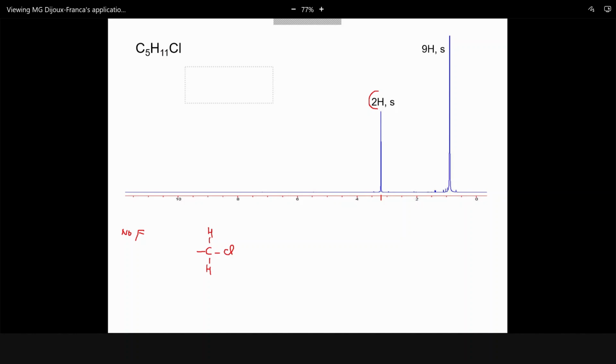We have 9H at the same signal at 1.5. So I predict that there are 3 carbons connected to one single carbon. So in the structure, we connect one carbon to the last one, and then we split into three parts. We have 3 branches, and all 3 of them are CH3. You mean something like that? Yes. How do you call this chemical group?